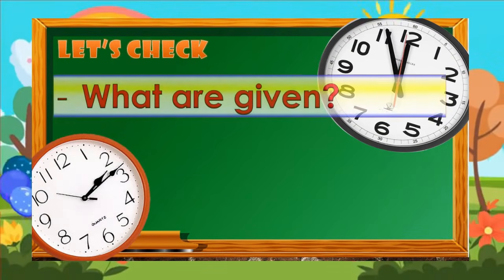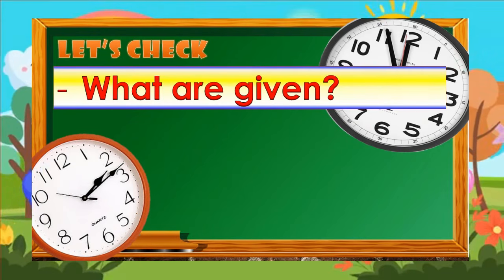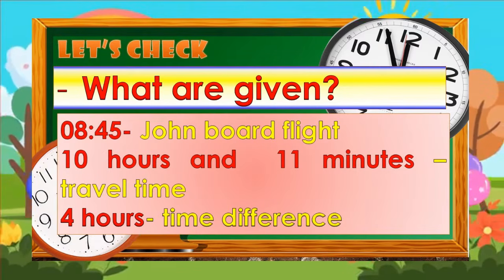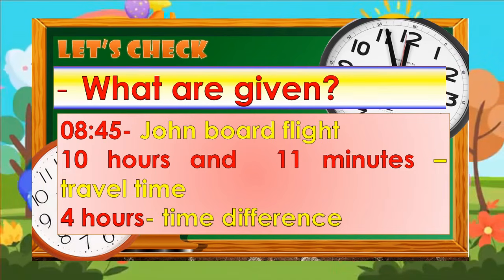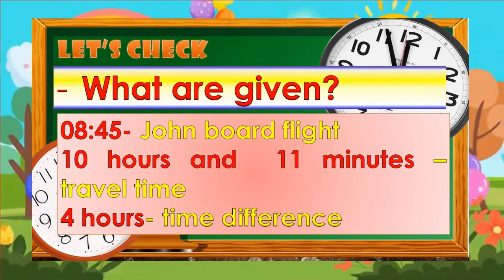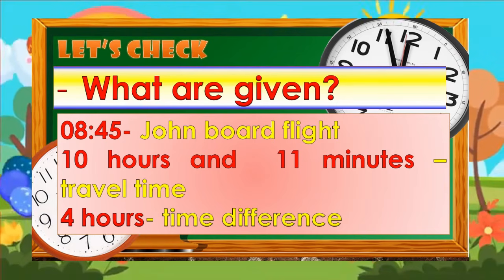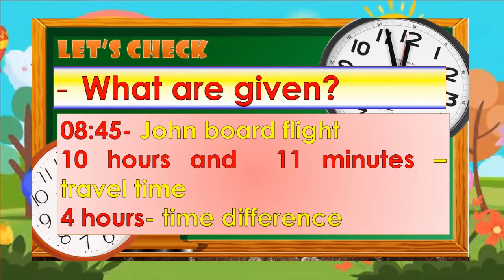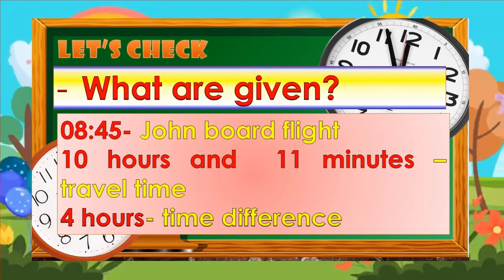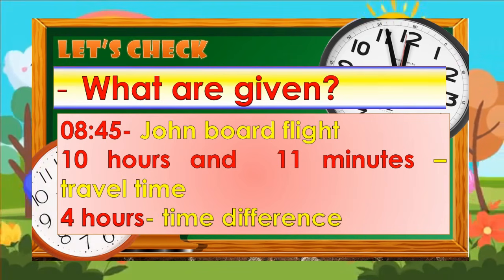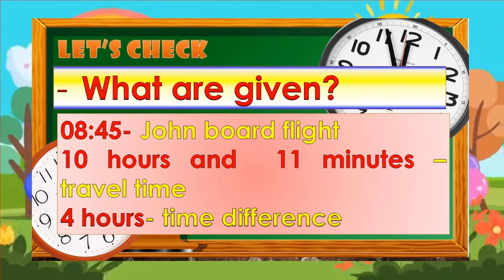The next question is, what are given? The given numbers are 0845 hours, which is the time when John boarded the flight, and then 10 hours and 11 minutes is the travel time, and 4 hours is the time difference.